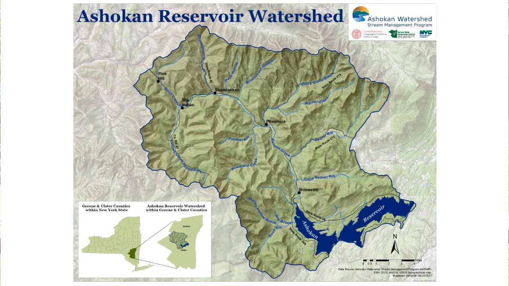Reach 1 is located further downstream and empties into the Hudson River. Reach 2 is in the headwaters part of the stream, and it empties into the Ashokan Reservoir.